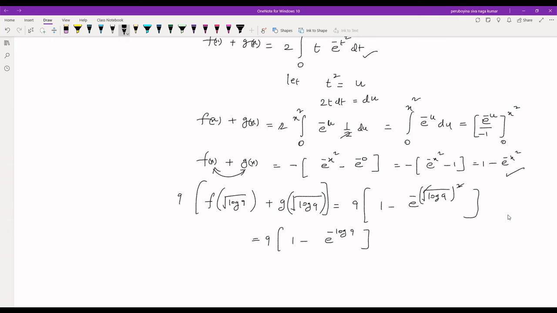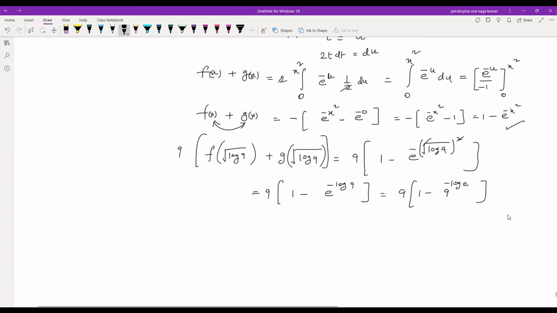Okay, and this overall base e and 9 you can exchange. So 9 times 1 minus 9 power minus log e, using the base change rule. So 9 times 1 minus 9 power minus 1, because log e base e is 1. So 9 times 1 minus 1 by 9. So 9 into 1, 9 minus 1, which is 8, the answer for this question.